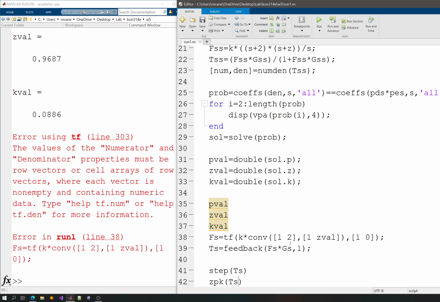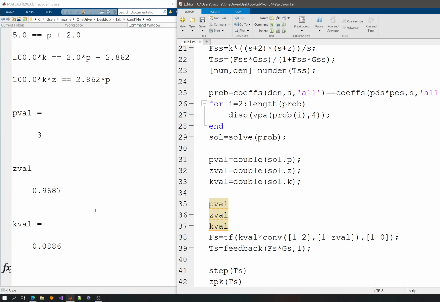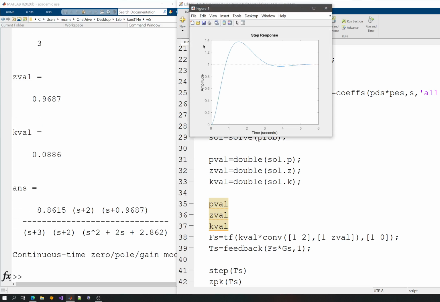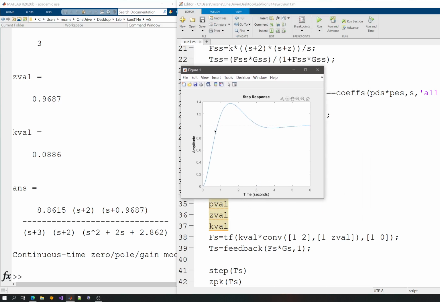I don't see the problem here. What is the problem? Line 38. K-val, of course, since K is a symbolic value. Now you can see that I have at least a stable solution, and it's not that bad, in my opinion. I have some zeros and poles here, and I can also see that the real part of my dominant pole, sigma, was 1, or half of this.